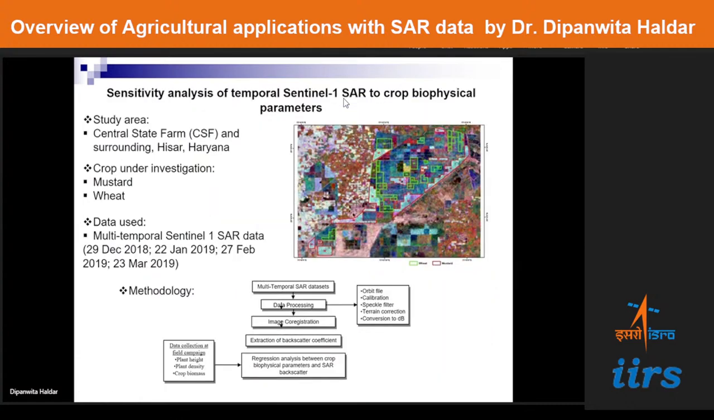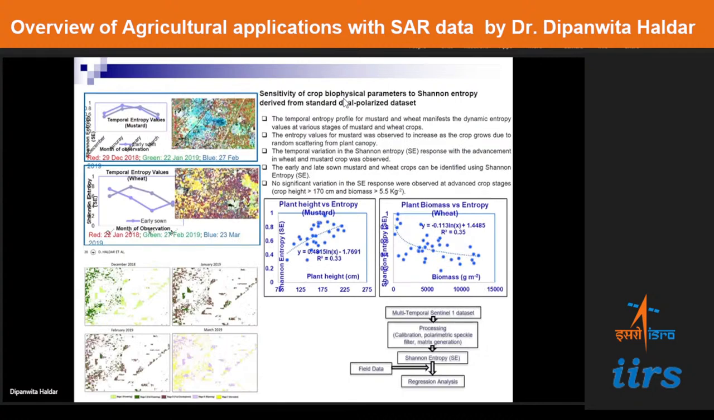Then another important parameter which can be derived from partially dual polarimetric Sentinel-1 data is the Shannon entropy, which was related to various crop parameters, as you can see, the crop height and crop biomass. Moderate sensitivity was found, in contrast to the very high sensitivity from the full-pol data. But still the crop sowing calendar differences could be picked out, and even the phenological stages could be mapped.